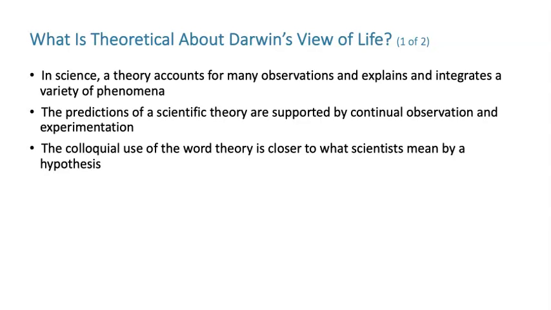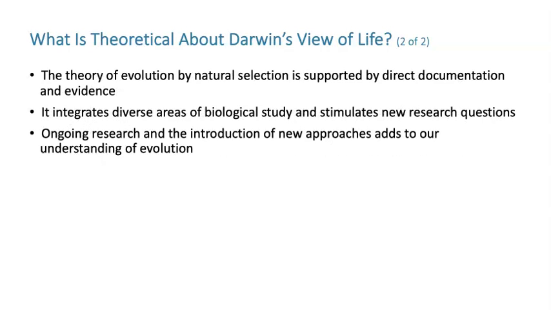We can predict things from a scientific theory and see if they're supported by continuing new accumulations of new observations and new experiments. So when most people say the term theory, really what they're saying is, oh, that's a hypothesis. That's a possible explanation. But in biology, a theory tends to have a lot of weight behind it, especially the theory of evolution.